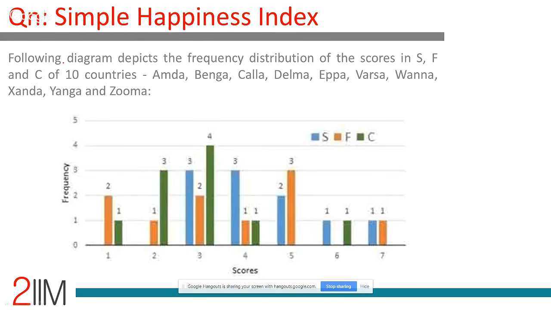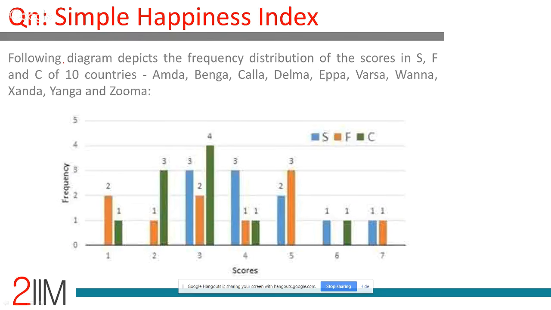The following diagram depicts the frequency distribution of the scores in S, F, and C, which is social support, freedom of life choices, and corruption perception. 10 countries: A, B, C, D, E, V, W, X, Y, Z. So, Amda, Benga, Kala, Delma, Epa, Parsa, Wana, Zanda, Yanga, and Zuma. So, the frequency distribution is a very interesting term.